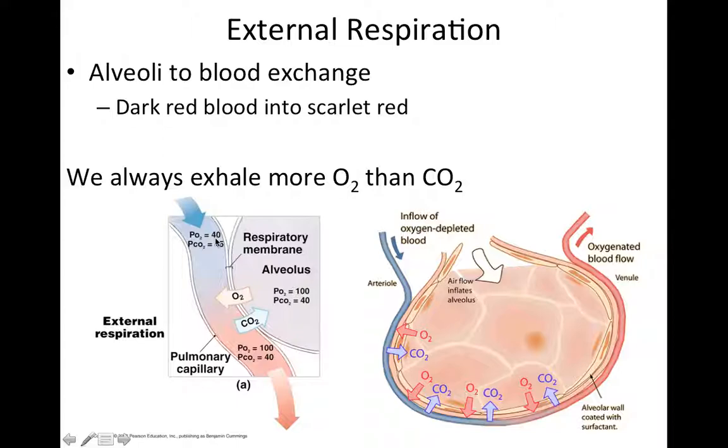So we have 100 on the concentration of oxygen. We have 40 coming in, so 100 is going to work towards 40, so that means oxygen is going to go in. Carbon dioxide is at 45. That's going to work its way towards 40, so that's why carbon dioxide is released out. And as blood leaves, you can see that we have a pressure of 100 with oxygen, and we have a concentration of 40 with carbon dioxide.